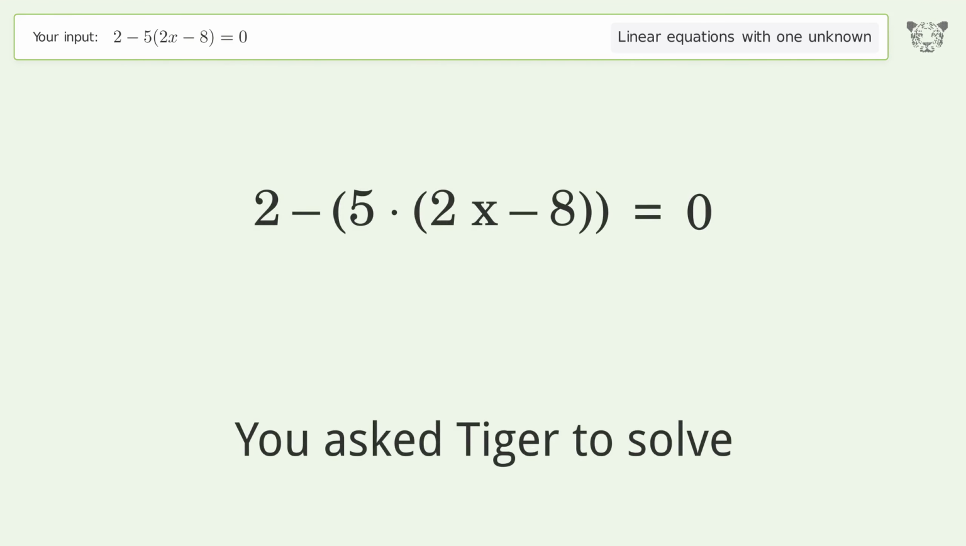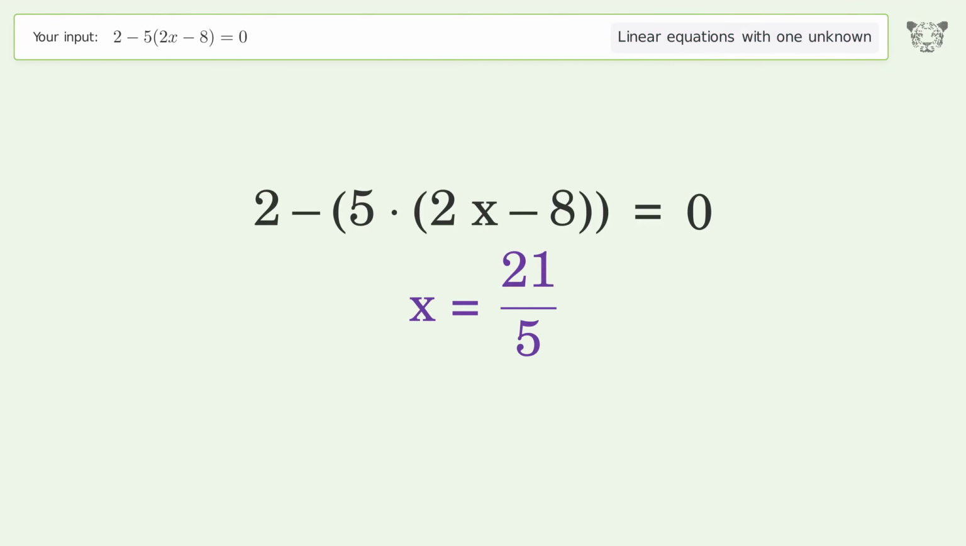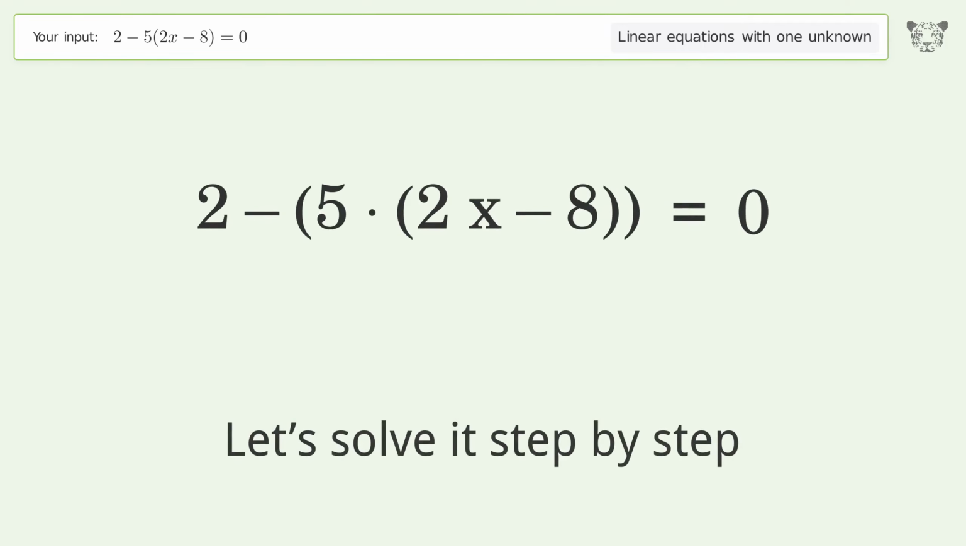You ask Tiger to solve. This deals with linear equations with one unknown. The final result is x equals 21 over 5. Let's solve it step by step.